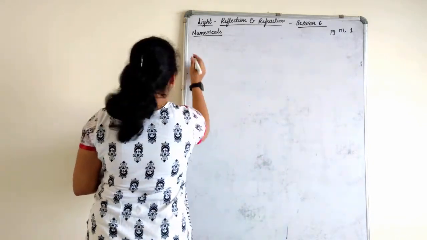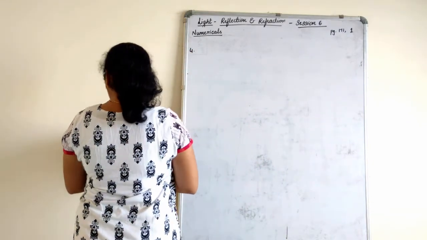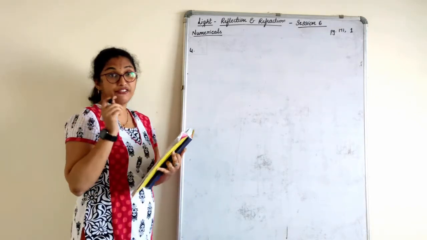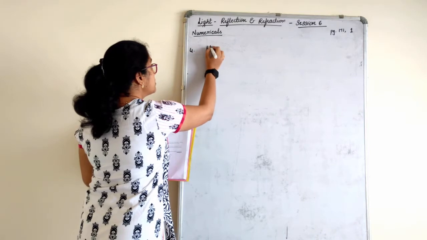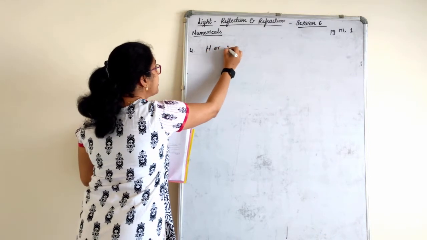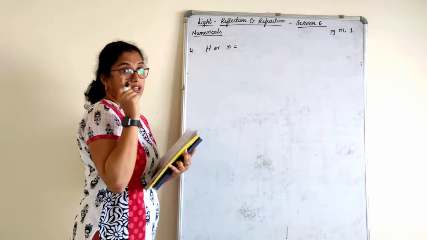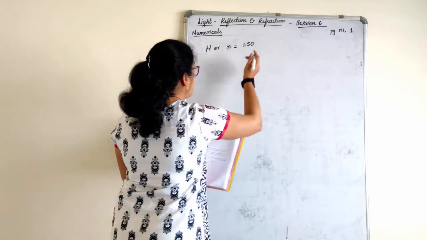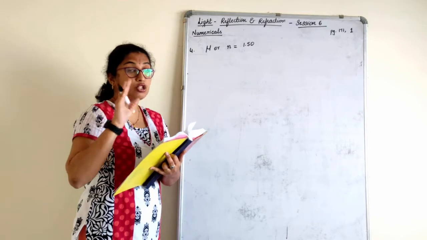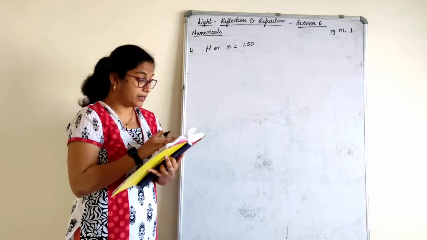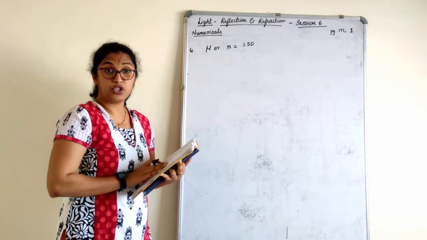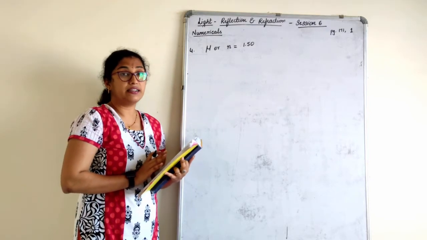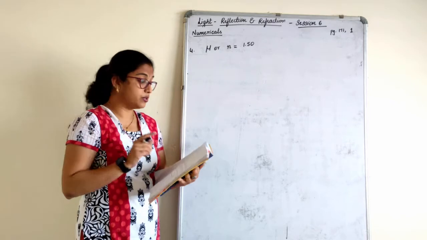Fourth one. Light enters into a glass having refractive index. So refractive index, you can also write this as mu or as n. Anyone you can use. How much is it given? 1.50. A refractive index does not have any unit. Remember this. Sometimes the question is asked, what is the SI unit of refractive index? You need to write, a refractive index does not have any unit.